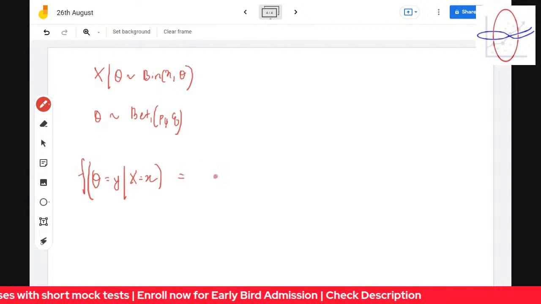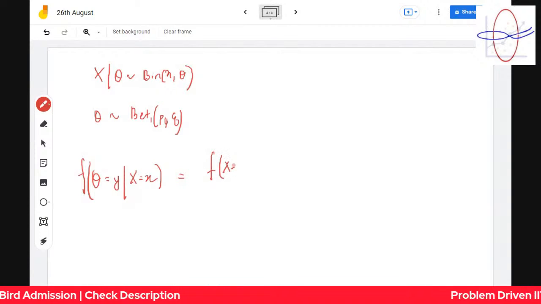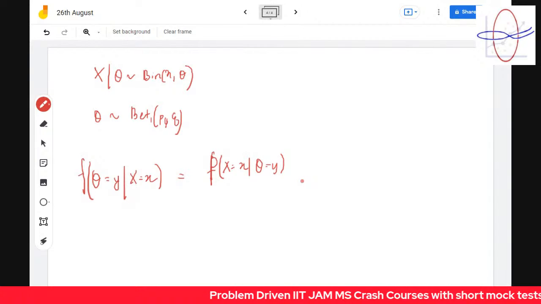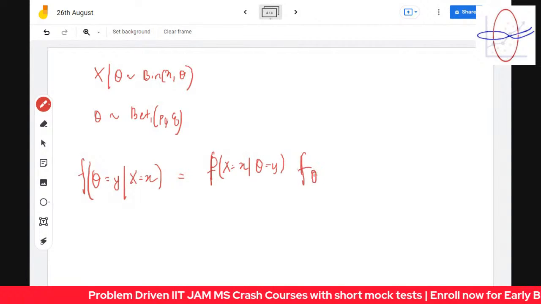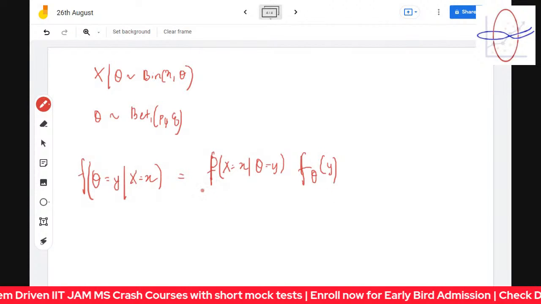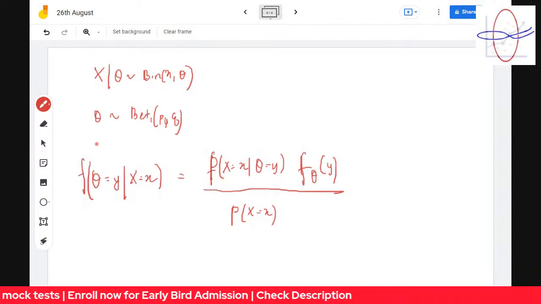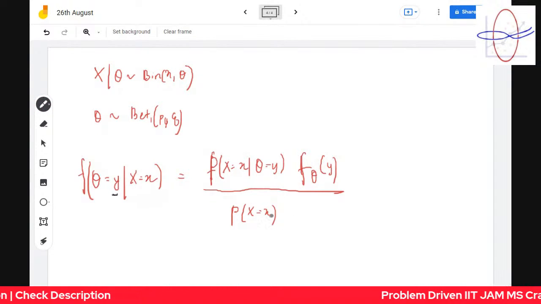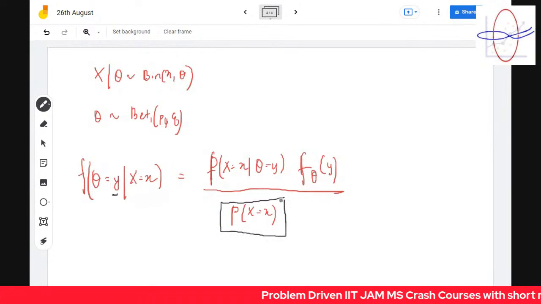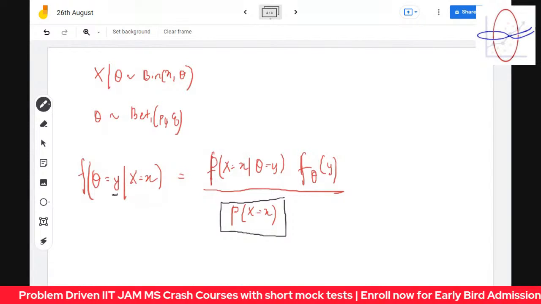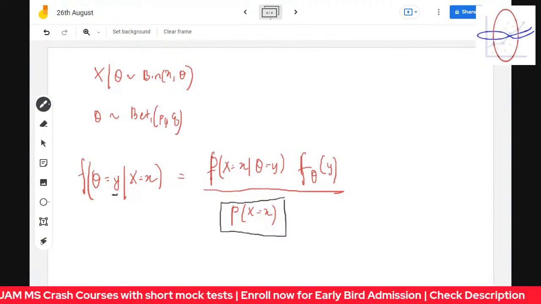By the conditional distribution, you know that this is equal to the probability of X equals x given theta equals y, times f of theta at y, divided by the probability of X equals x. Understand, we need to find the whole thing in terms of y, not in terms of x. The denominator is a function of x, so we can forget it. Not forget it, but we can make it easier. I will tell you why. This is a very important idea.